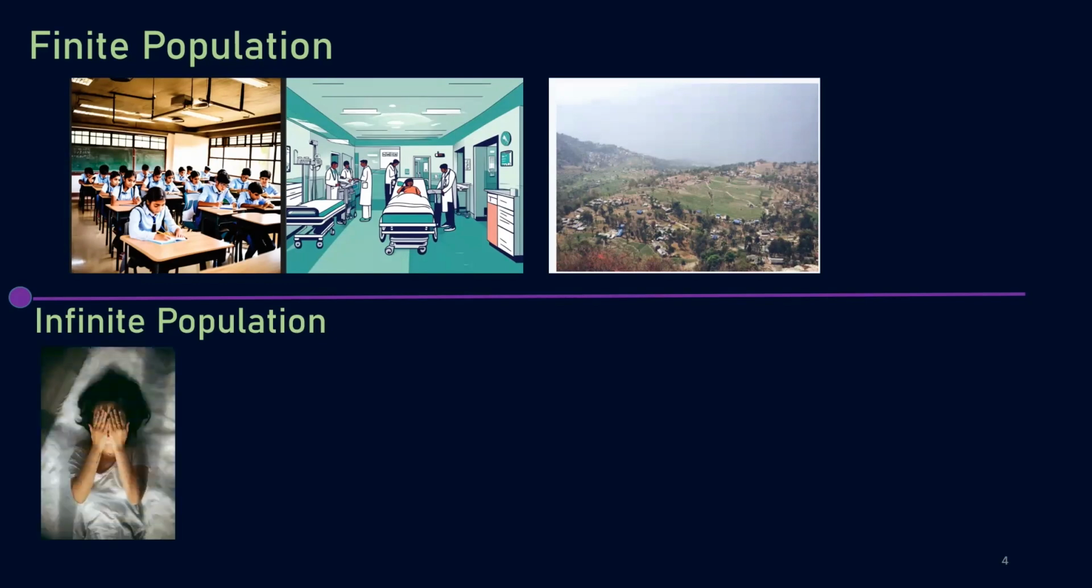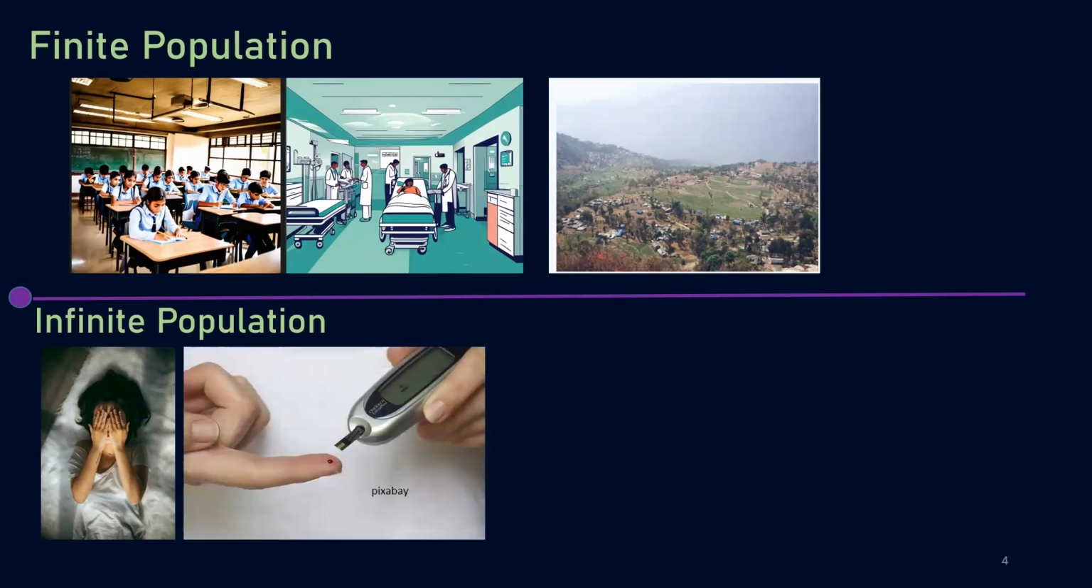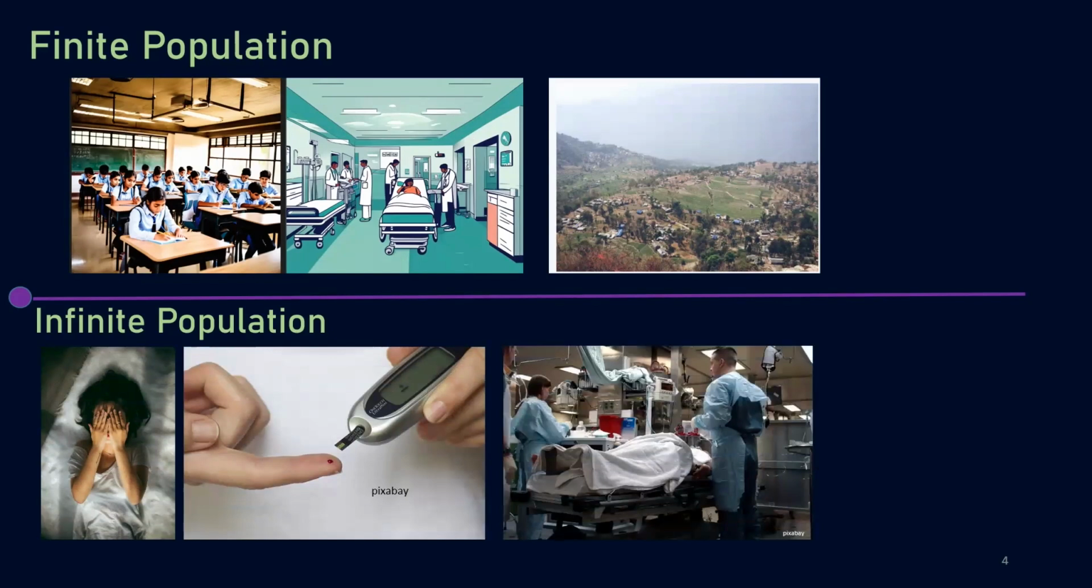Whereas in an infinite population, like all people with headache, it is impossible to count how many people are there in Nepal with headache. Another example is people with diabetes, or patients getting admitted to ICU in a hospital. It is impossible to know how many will be there in a year, or 6 months. So this is an example of infinite population.